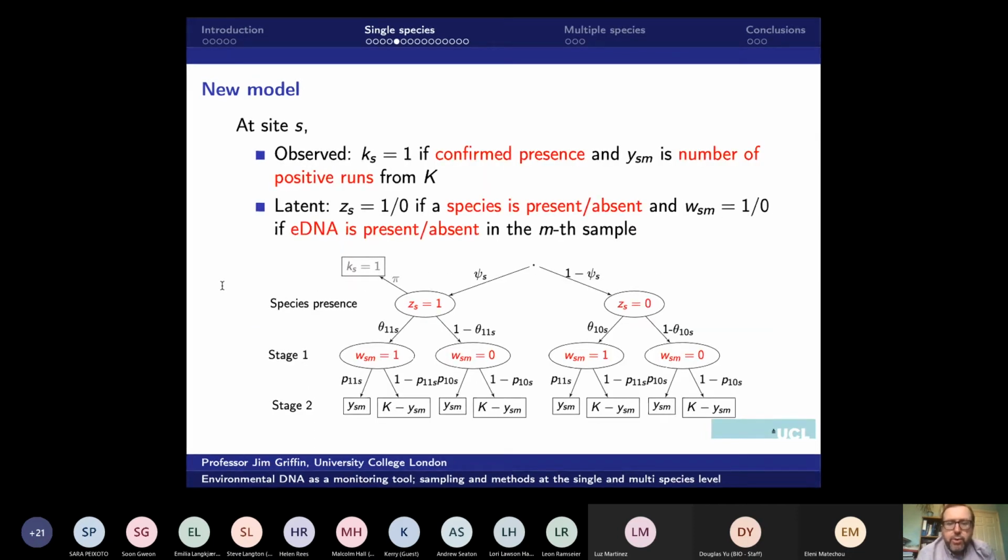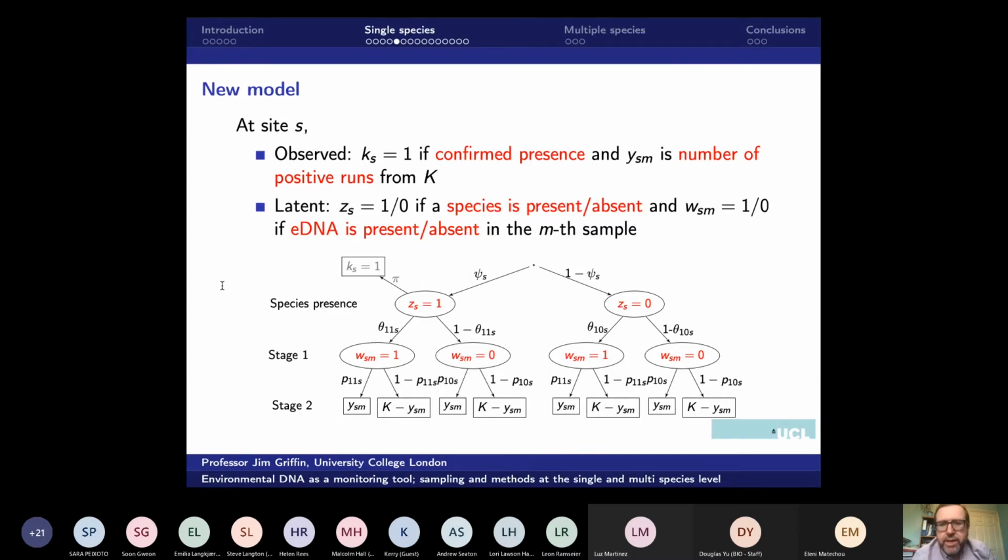So this is the model that we came up with. Well, it's really the multi-occupancy species model. The idea is that if we think about a specific site or a specific pond S, then our observations are, what I have here is KS, so we sometimes observe confirmed presences for some sites, and we'd like to take that into account. And also we observe YSM, and that's the number of positive PCR replicate runs from K possible ones.